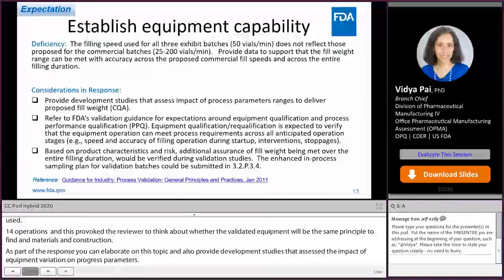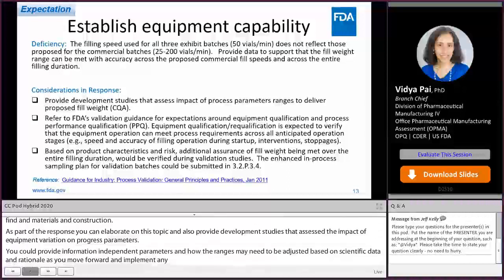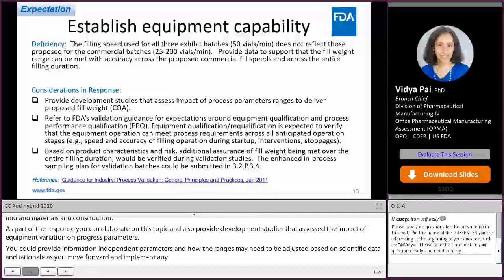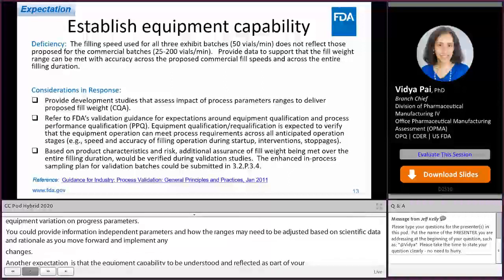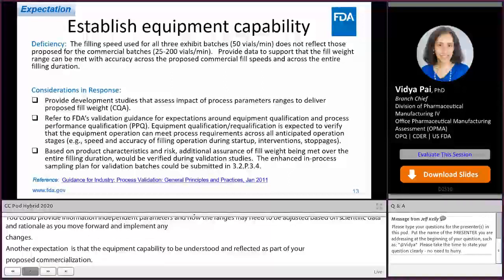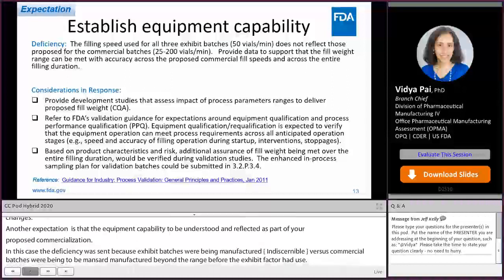So another expectation is that the equipment capability be understood and reflected as part of your proposed commercialization plan. In this case, a deficiency was sent because exhibit batches were being manufactured at a fixed speed, whereas commercial batches were to be manufactured at a much wider range beyond that fixed speed that the exhibit batches had used. So the reviewer's concern was whether the fill weight range, which is a CQA for the finished product in the vial, could be met with accuracy across the proposed commercial fill speeds and across the entire filling duration.